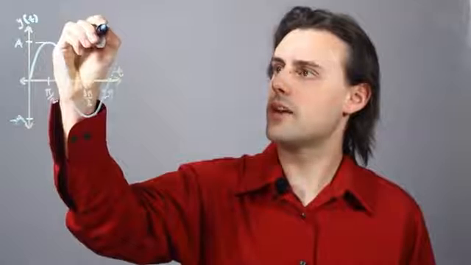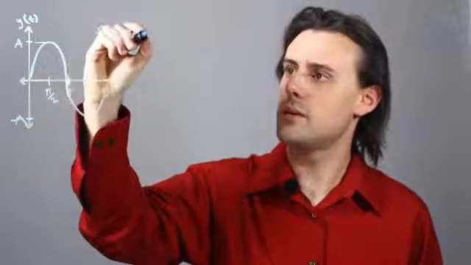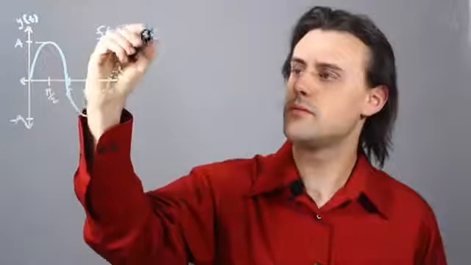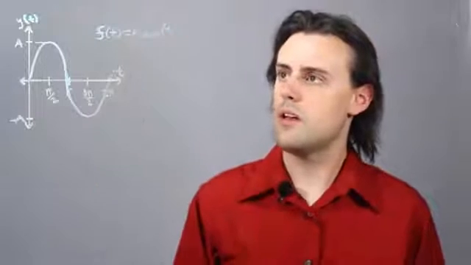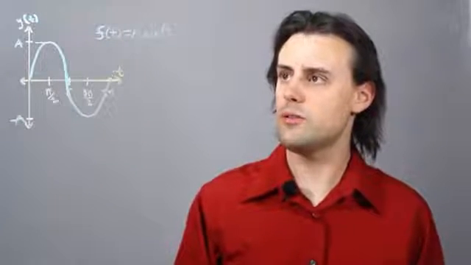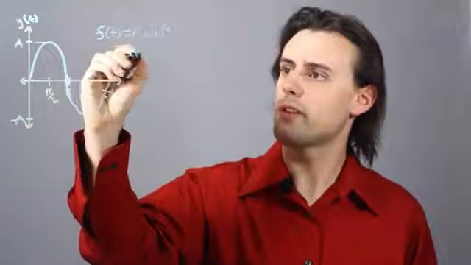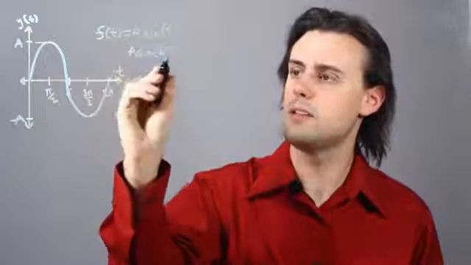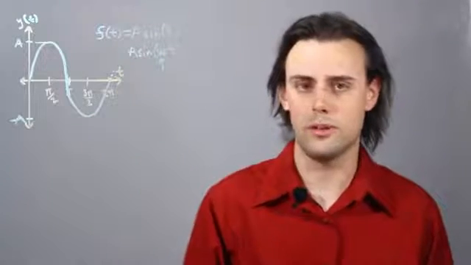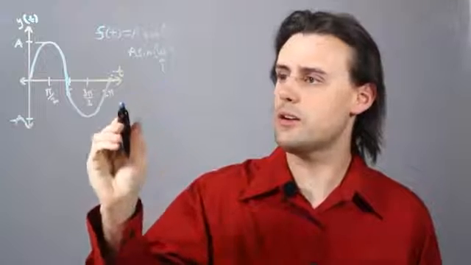So I can write down a function for this. In this case, it would be A times sine of t. But it turns out that generally I can have a frequency omega t inside of the sinusoid. And if this frequency is higher, then my period will be smaller.